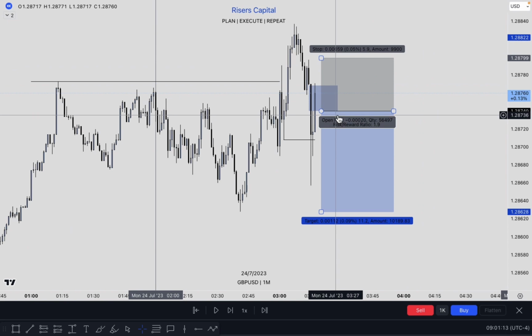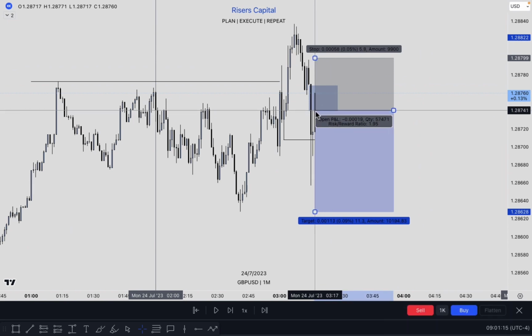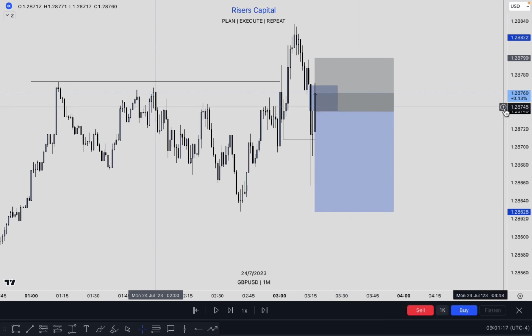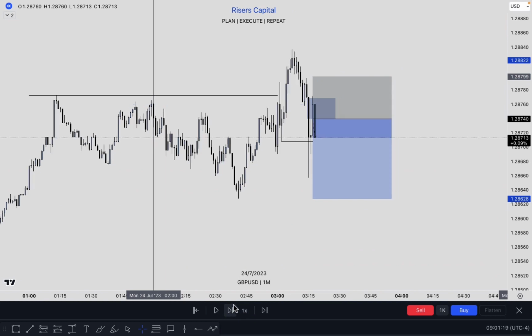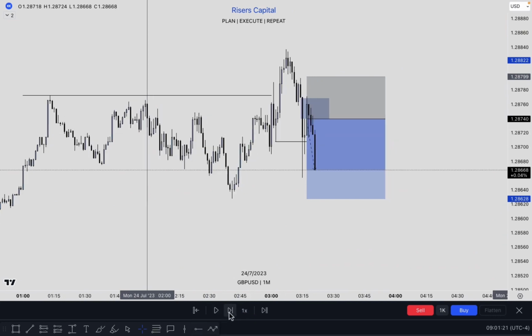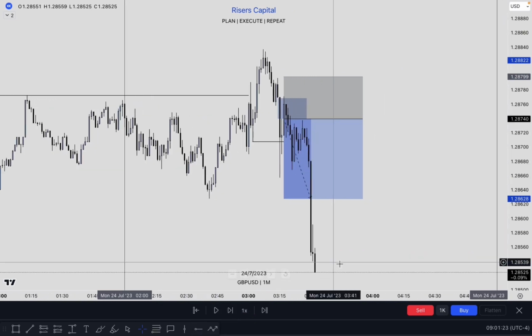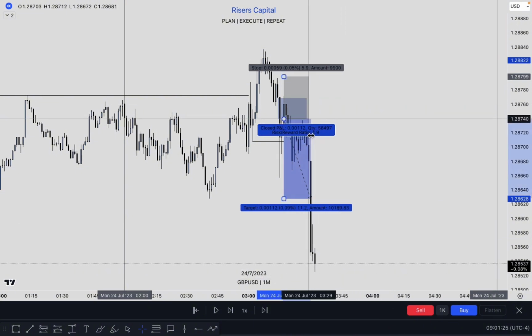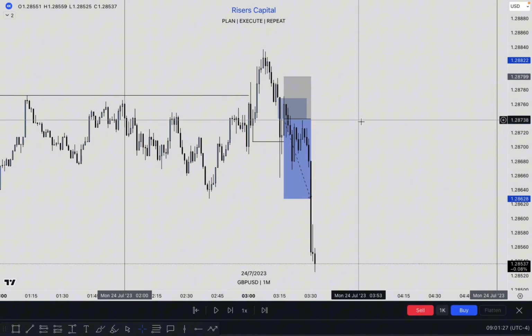So cool, we get a tap into this fair value gap. Okay, so we're still trading this fair value gap, and then what do we get? Pushed down, and then price just slaps our TP. Okay, so I've given you a simple strategy that you can work on, back test, forward test.